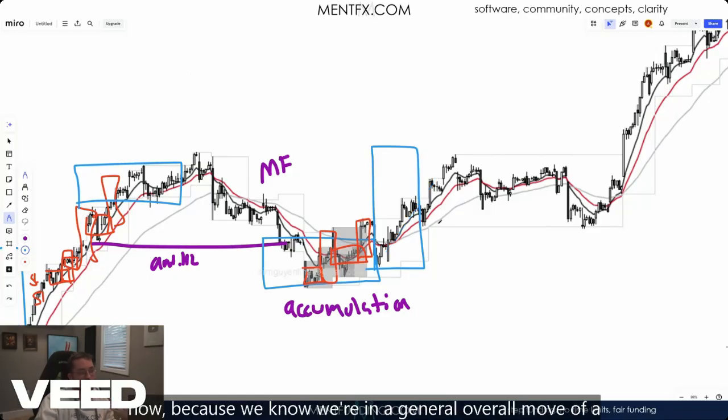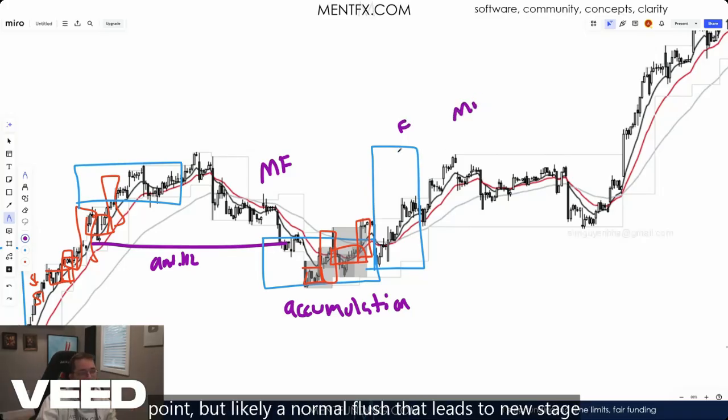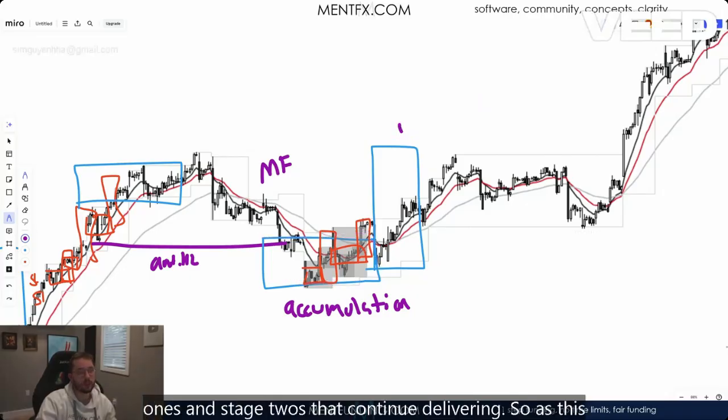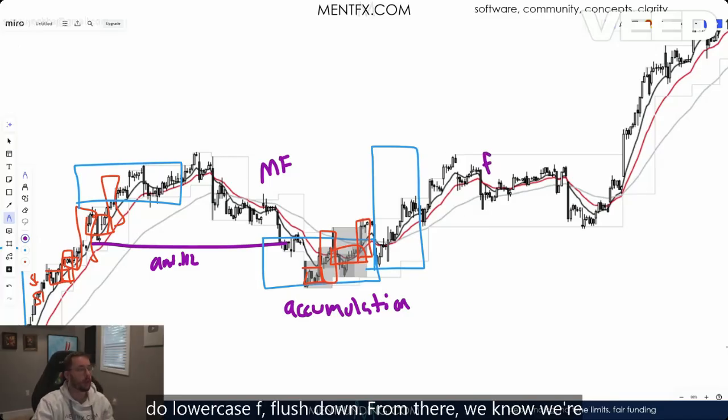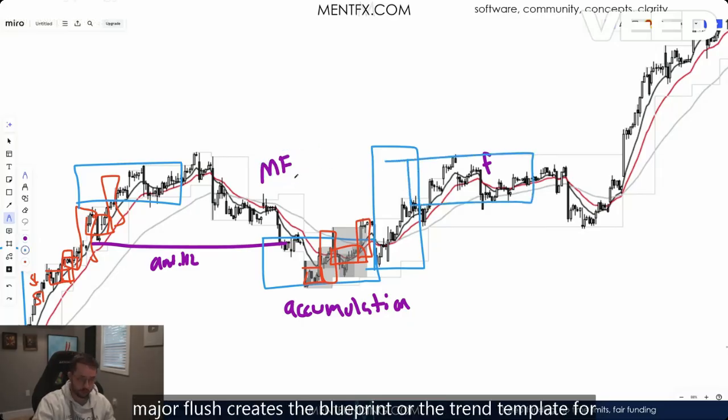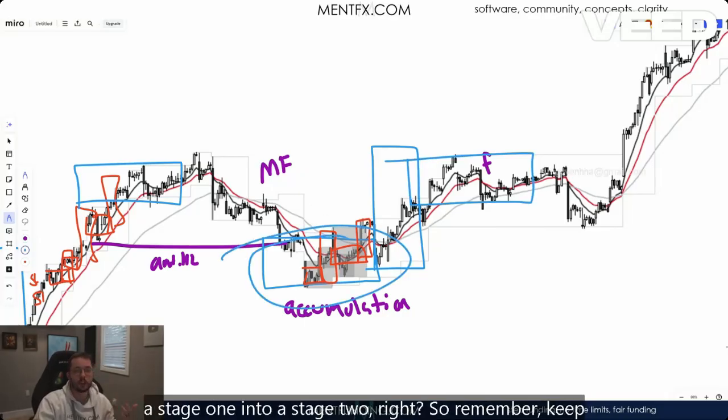So now, because we know we're in a general overall move of a market, we know the next step is likely a normal flush, or of course a major flush, because that can happen at any point, but likely a normal flush that leads to new stage ones and stage twos that continue delivering. So as this comes in for a flush, which we would assume was a flush at the time, right? Because it came down, made a move down, so do lowercase f, flush down. From there, we know we're building likely some kind of stage one, because a flush or a major flush creates the blueprint or the trend template for a stage one into a stage two, right?